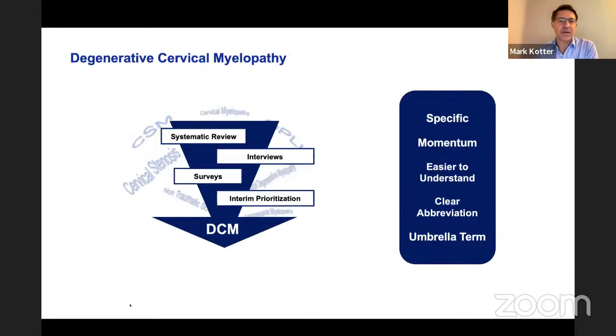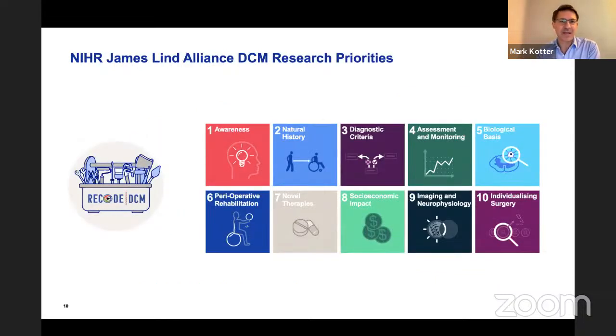And it was a very rigorous process in which we reviewed the literature, conducted interviews and surveys, and then essentially settled on the term DCM, which is also the choice of patients. So going forward, I very much hope that we can use DCM. The initiative also looked at what are the research priorities, and these are listed here.